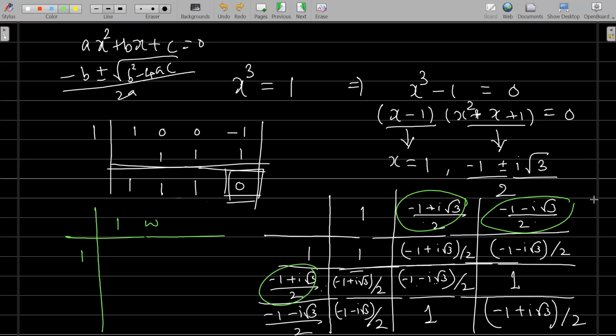So if I'm calling this W, do you see this third element is nothing but W square, or omega square, right? And now the table becomes easier. It's something like 1, W, W square, 1, W square. So it's 1, in fact, shall I call it omega? Generally, it's the Greek letter omega.